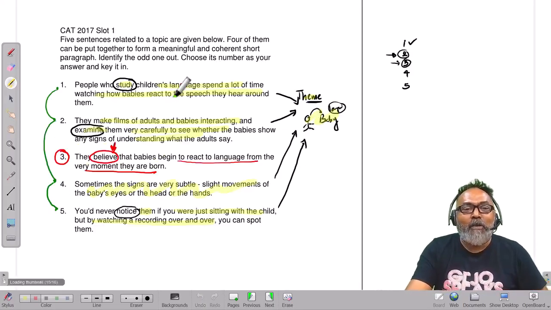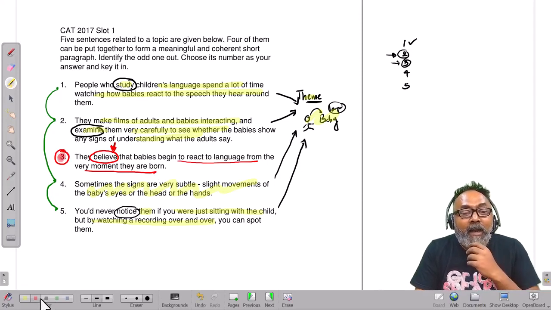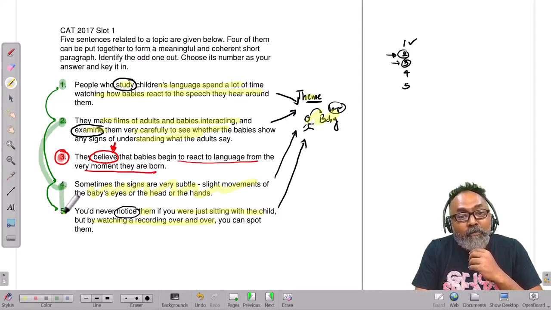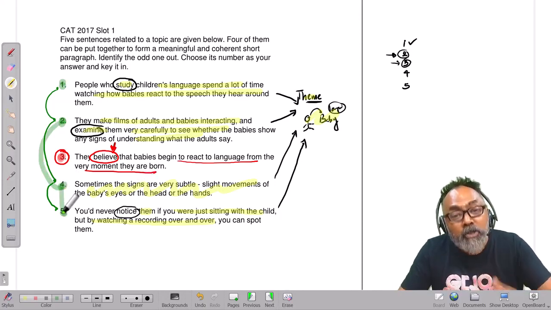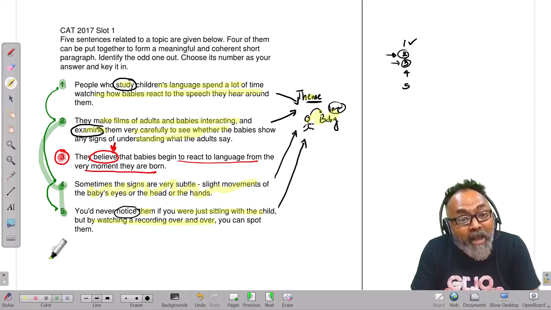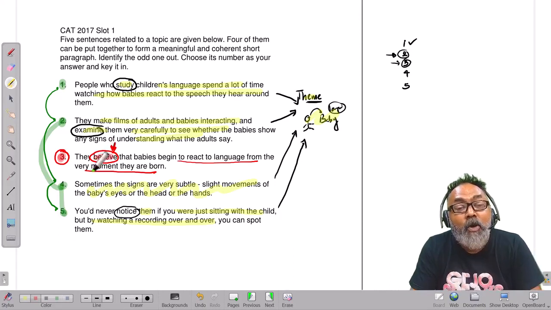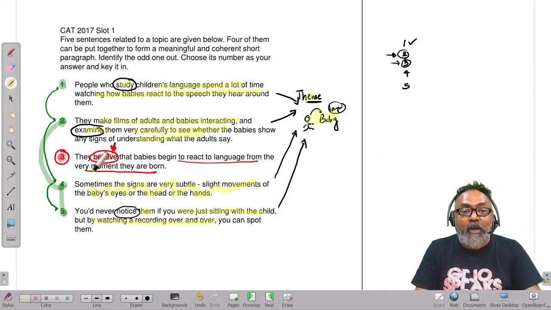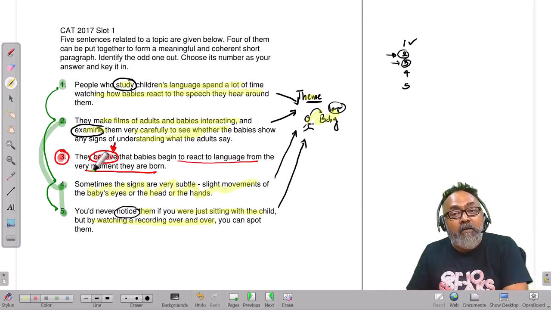And look at, for example, this one. Where will you connect this? I can obviously connect 2 to 1 and definitely 2 to 4 about the sign, and then 4 to 5 talking about the sign. You have to watch it over and over again. Where will you connect this? Where will you connect? You need to have the conversation somewhere else.